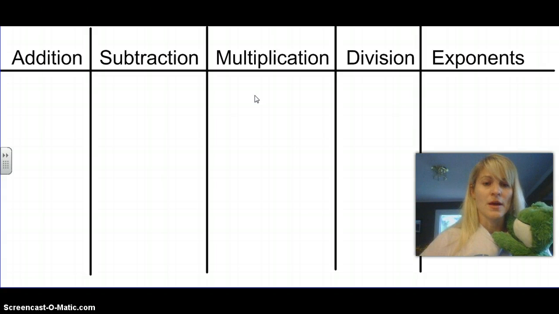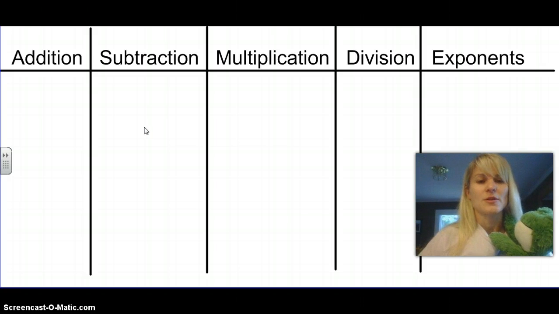And under each column, I want you to write down each word that you can think of that means to do that mathematical operation. So what words could you put in here that mean addition? And try to think past add or plus. Those will work. But what other key words do you see in sentences that tell you this is an addition problem? Which key words tell you that we need to subtract in this problem? Same thing for multiplication, division, and what words tell you that an exponent is needed. So pause the video, make your chart, and fill it in with as many words as you possibly can.